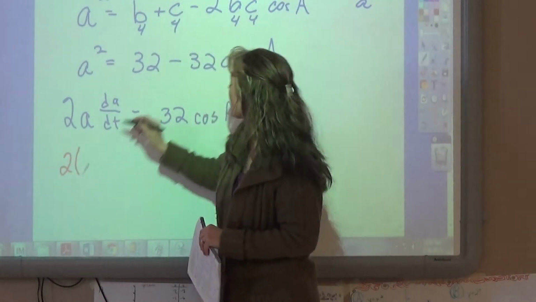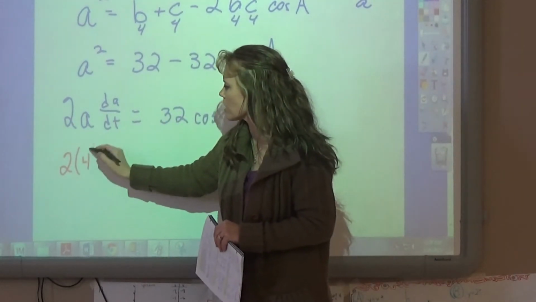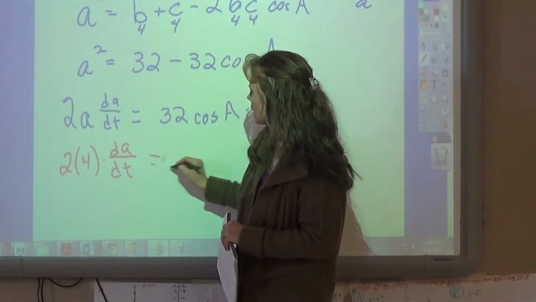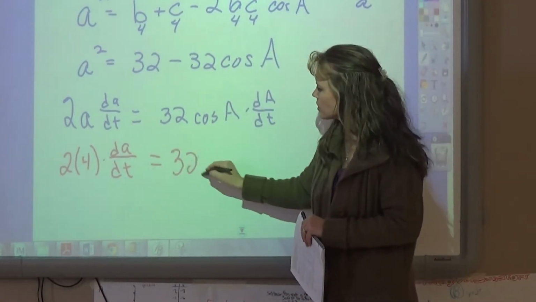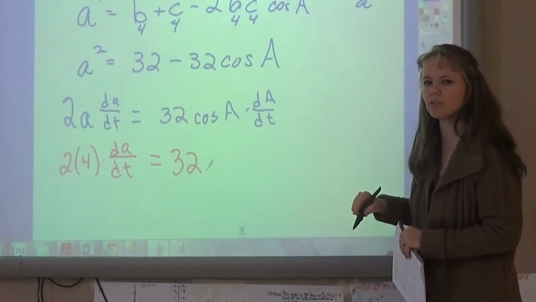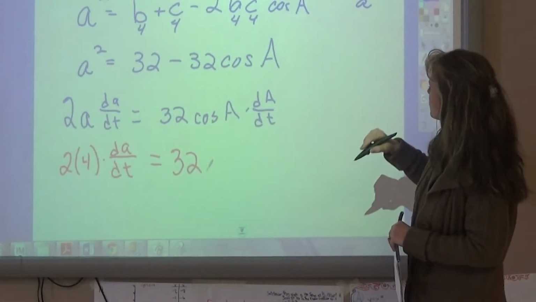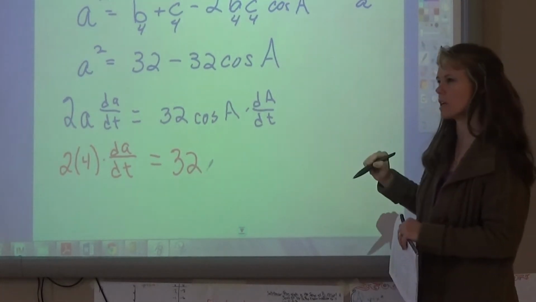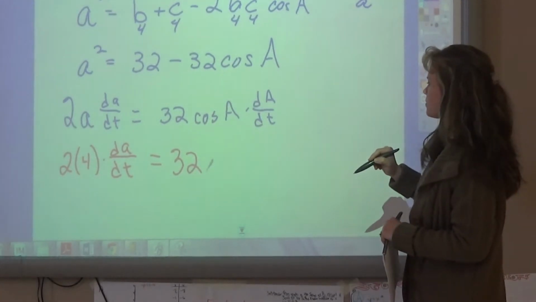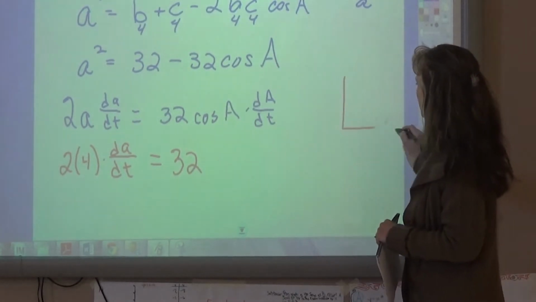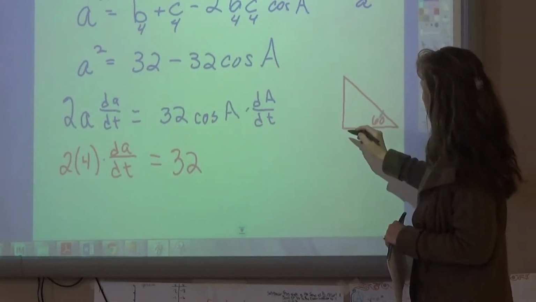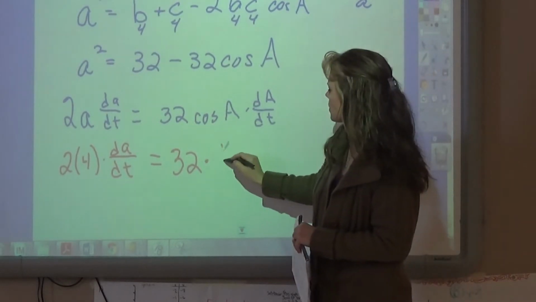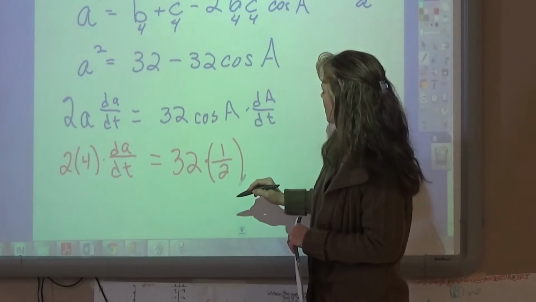Okay, so I'm ready to plug some stuff in here. 2, I know A right now is 4. It's changing, but that's what it is. dA/dt is what I'm looking for. Equals, over here I've got 32. Cosine of the angle right now, so cosine of 60 is what I'm looking for. Cosine of 60 degrees, or cosine of pi over 3. Here's my 60 degrees. Cosine of 30 would be 1/2. So this will be 1/2 in there.